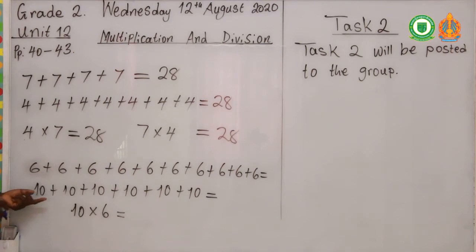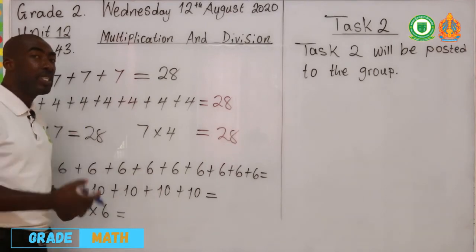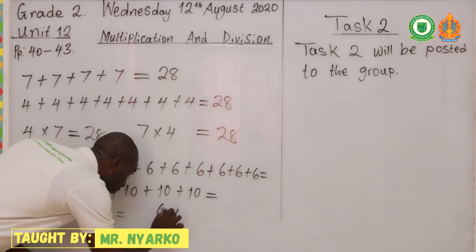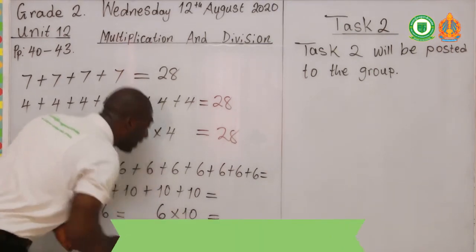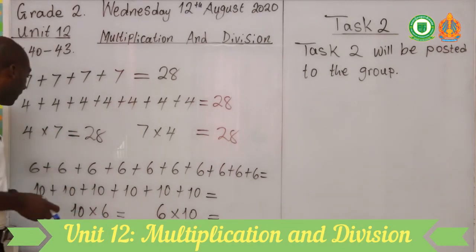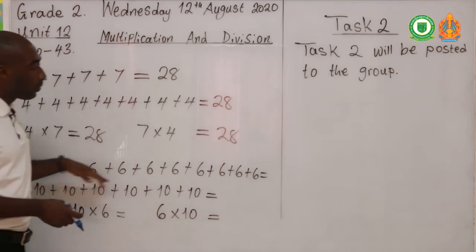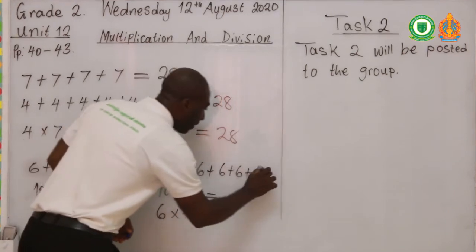Now let's look at our tens. Okay, we have 1, 2, 3, 4, 5 and 6. So that means we have 6 groups of 10. So that becomes 6 groups of 10. So that means we are going to multiply 10, 6 times. Okay, so 10 groups of 6 is going to give us 60.